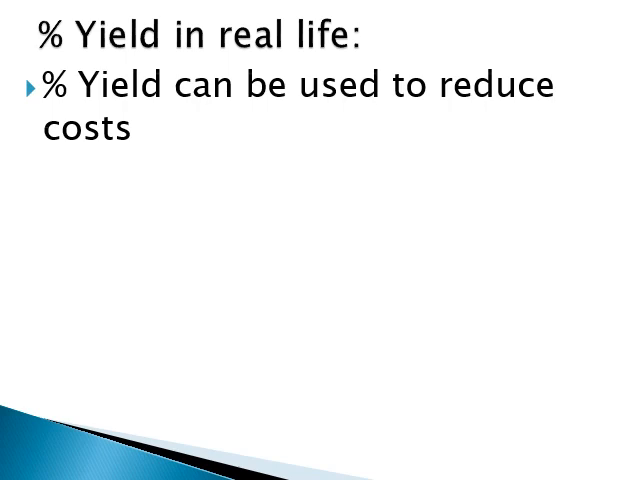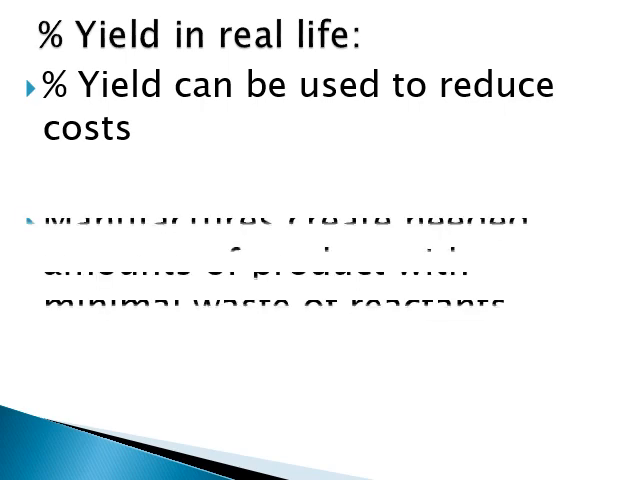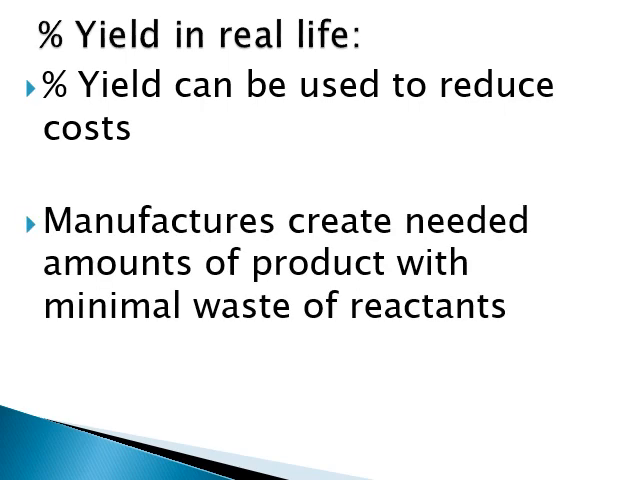Okay, in real life, percent yield is used. It can be used to reduce costs. If you know that you're making tires and that part of your rubber for the tires goes to waste, if you know how much of it goes to waste, you can order that extra without ordering too much. Manufacturers create needed amounts of product with minimal waste.